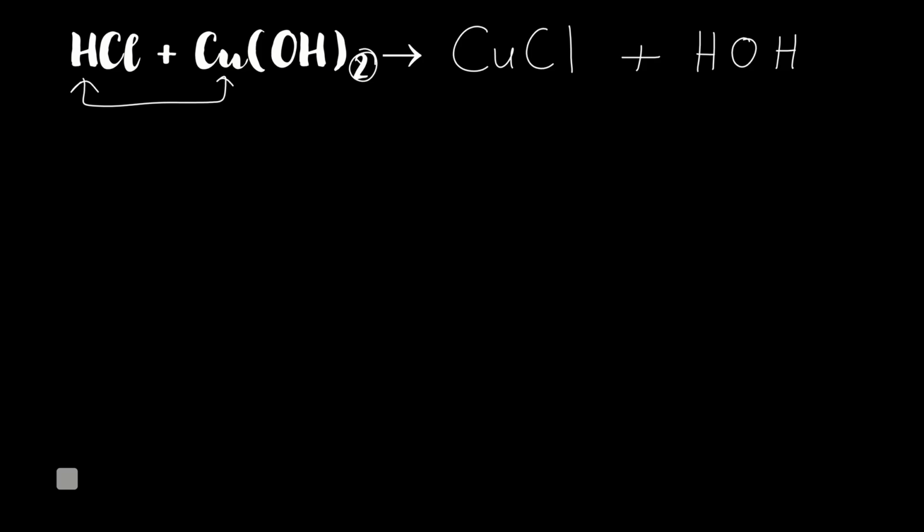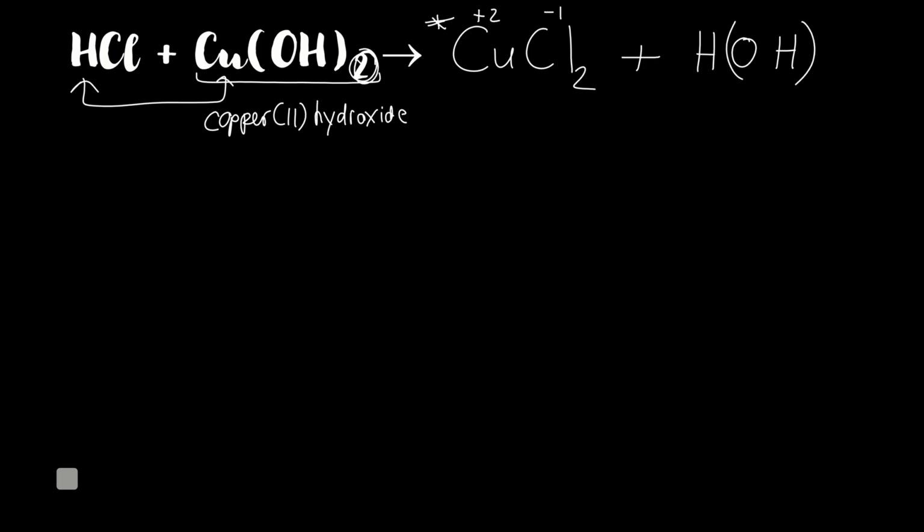Now, just like in any predicting products, I need to write out the correct formula for CuCl. This is where the naming comes into place. This is copper 2 hydroxide, and I know that because there are two hydroxides. Remember, whatever the hydroxide number is, that's the Roman numeral. That means copper is plus 2, Cl is minus 1, and so this would be CuCl2. Then I have to balance, and I have 1 H. Don't look at the whole thing, don't look at all of H2O or HOH, just look at the first H. How many H's do I have right here?